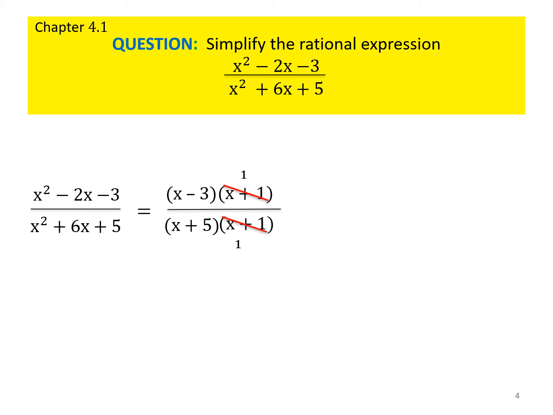So now I multiply the x minus 3 times the 1 and get x minus 3. And I multiply the x plus 5 times 1 and I get x plus 5. And now that is your answer, x minus 3 over x plus 5.